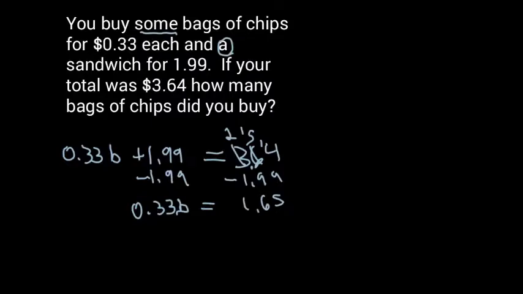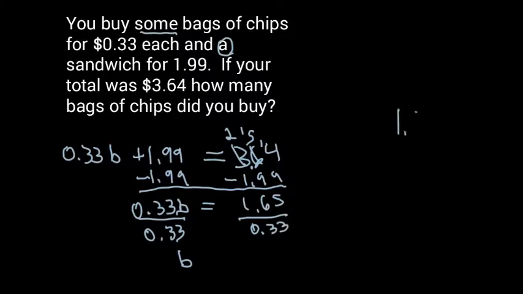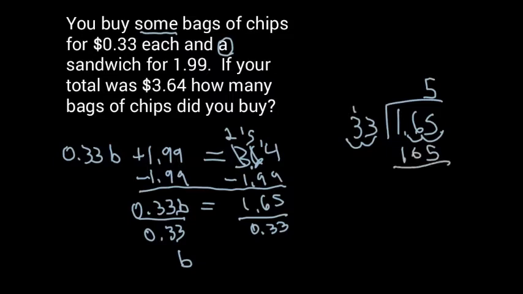$1.65 is what we spent on chips. So we're going to have to divide that by 0.33. Let's go ahead and do that division. Move our decimal twice. And I need something that ends in a 5. Well, 3 times 5 equals 15, so I'm pretty sure it's going to work out to 5. So 5 times 3 is 15, carry the 1. 5 times 3 is 15 plus 1 is 16. And it did work out perfectly.